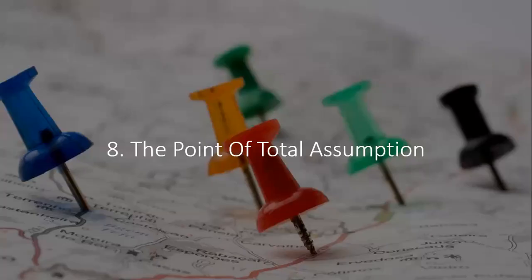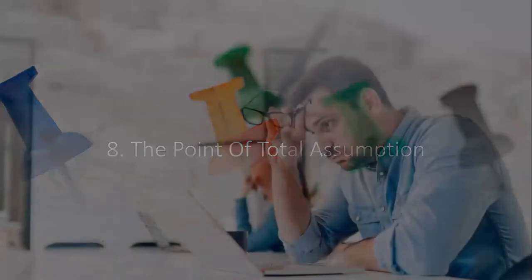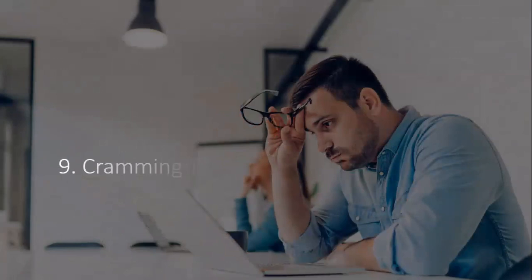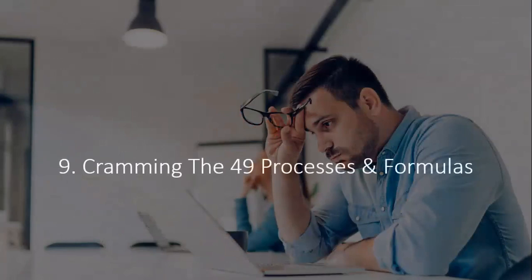Number eight, the point of total assumption from procurement, one of the most ridiculous wastes of time on your PMP if you find yourself reading this obtuse topic. The bottom line about point of total assumption is understanding that it's the point in the cost curve where the seller no longer realizes profits. That's easy to understand. Number nine, cramming the 49 processes and any other formula.